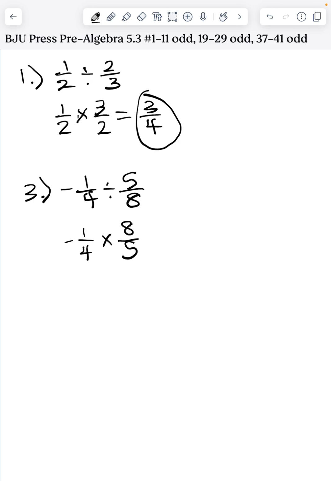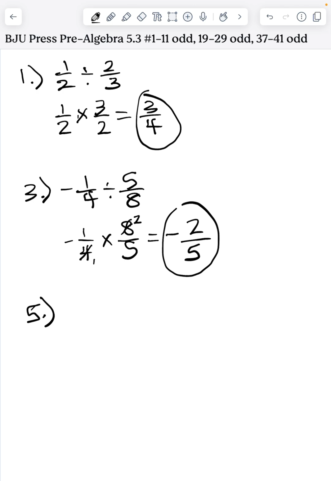This time I see some canceling that can be done, so I can divide the 4 by 4 and I can divide the 8 by 4. Nothing else cancels, so I'm going to keep that negative. 1 times 2 is in my numerator, that gets me 2. 1 times 5 is in my denominator, that gets me 5. So -2/5.